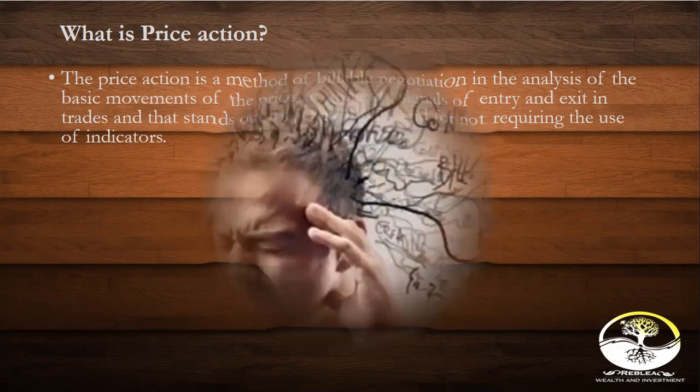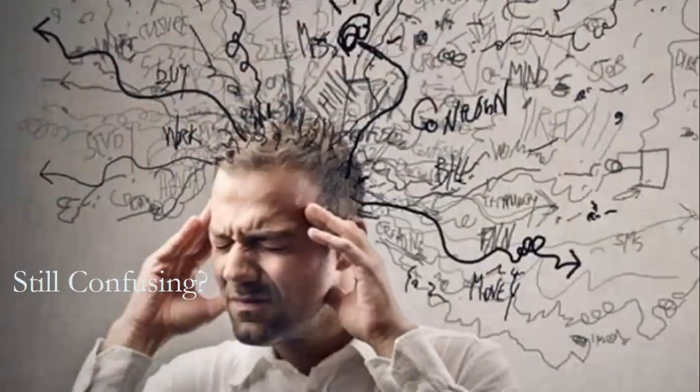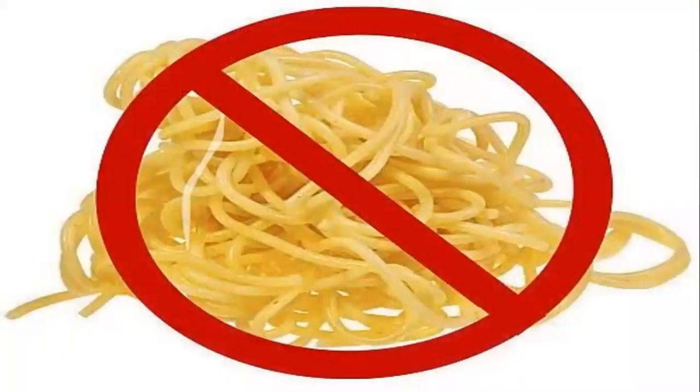Okay, so what it means is that you get rid of all of this spaghetti that's actually on your charts. Now, on our charts, we tend to see moving averages. We tend to see the likes of stochastic. We're seeing a lot of MACDs all over the charts.